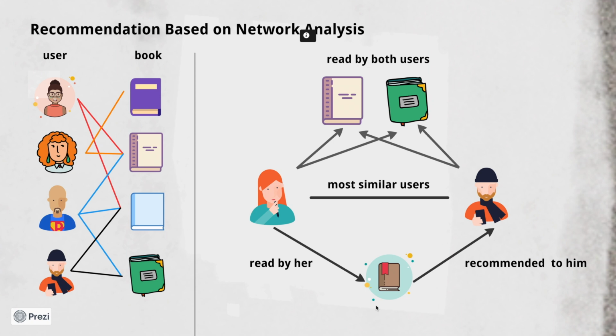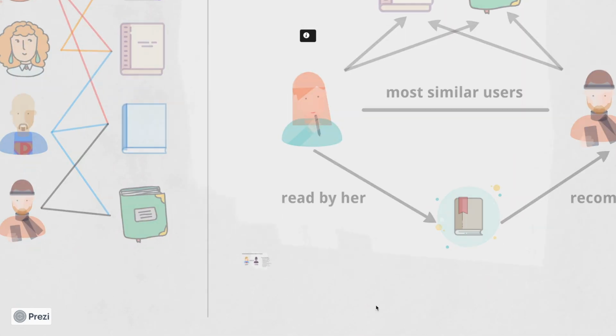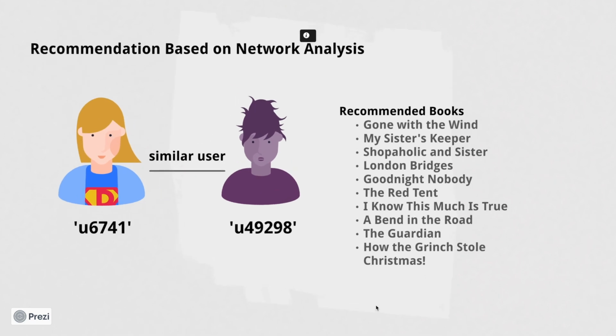To recommend books for user I, our algorithm contains 4 parts. The first step is to calculate the number of shared nodes between user I and user J. The second step is to calculate the user similarity score, which is the number of shared nodes divided by the total number of book nodes. Then, find the user J having the highest similarity score. The last step is to identify books that user J has read but user I has not read. Take user U6741 as an example. We found her most similar user was U4929A and recommended the books as follows.